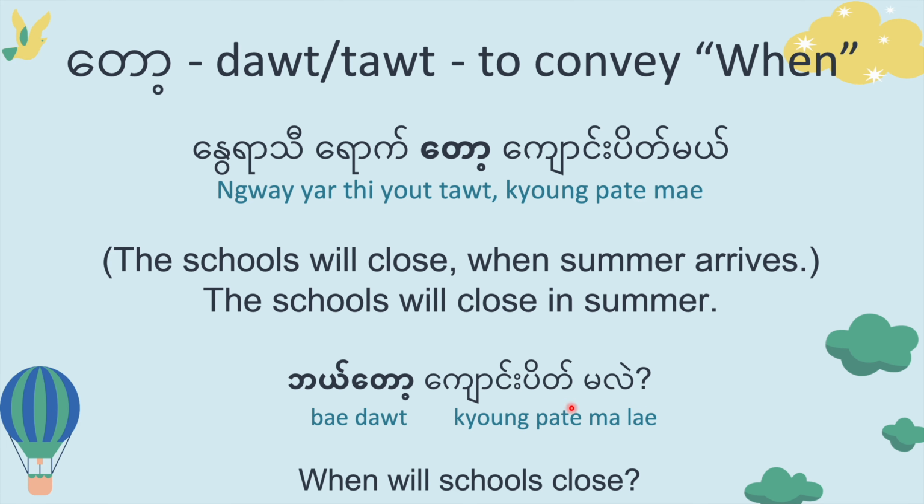Let's ask when the schools will close. Be do jiang pai me le. When will schools close? Nui ya di yao do jiang pai me. The schools will close in summer. You can also use yin here. Nui ya di yao yin jiang pai me. It would be the same. Please note that de jiang pai de becomes me jiang pai me for future.